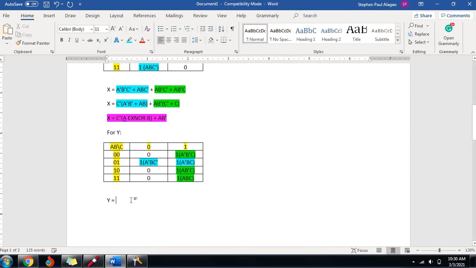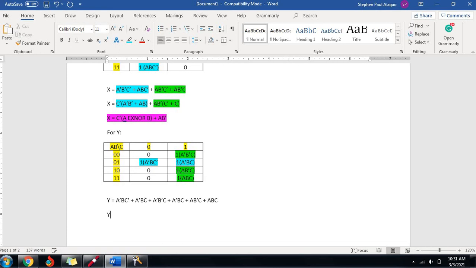So for the first blue, you have A bar, B, C bar, plus A bar, B, C. Then plus, for the green, A bar, B bar, and C. Then plus, we're going to repeat the blue, so copy the blue, A bar, B, C. Plus you have A, B bar, C, and then plus A, B, C.